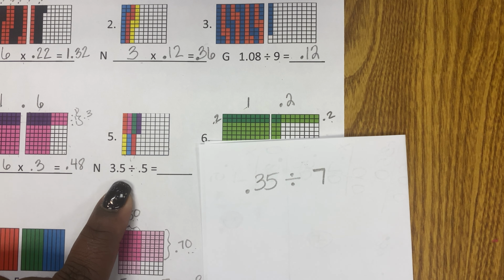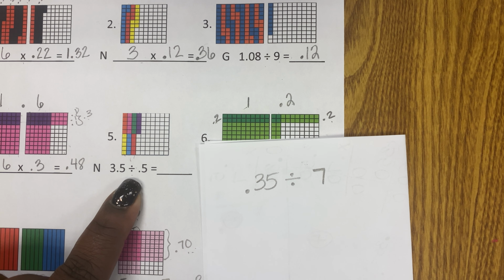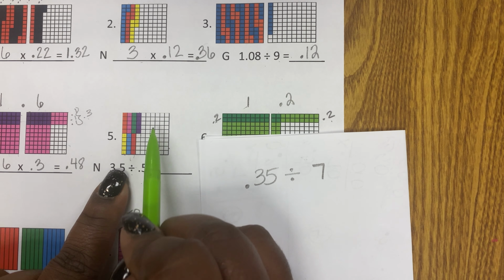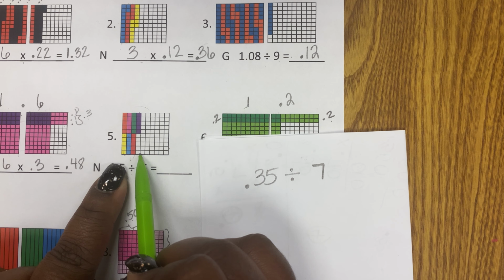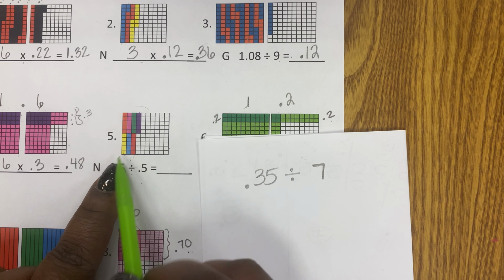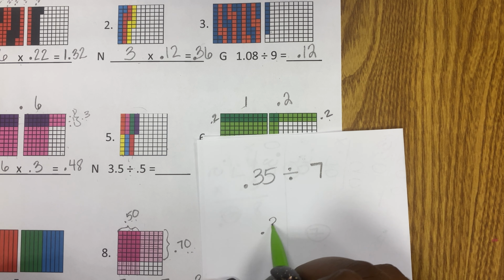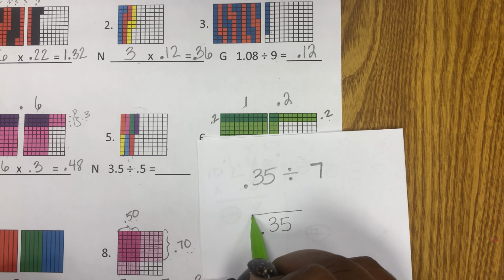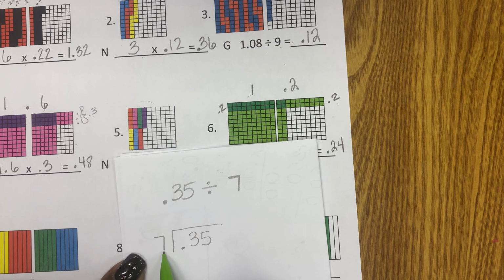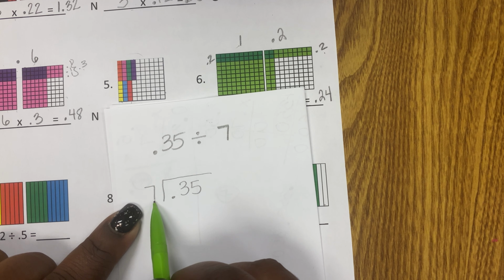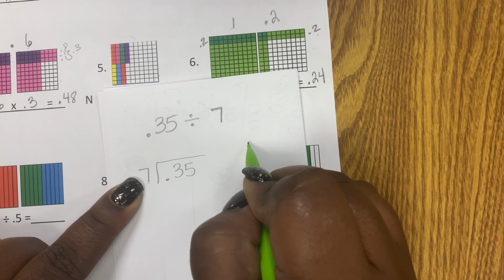So right here, looking at this algorithm, 3 5/10 divided by 5/10. I'm just going to take this model, we're going to come back to this one, and write what I see. So I see 35 hundredths divided by 7/10. My first thing to look for is my divisor. Is it a whole number? Yes, it is. So now I'm going to write my multiples of that whole number.